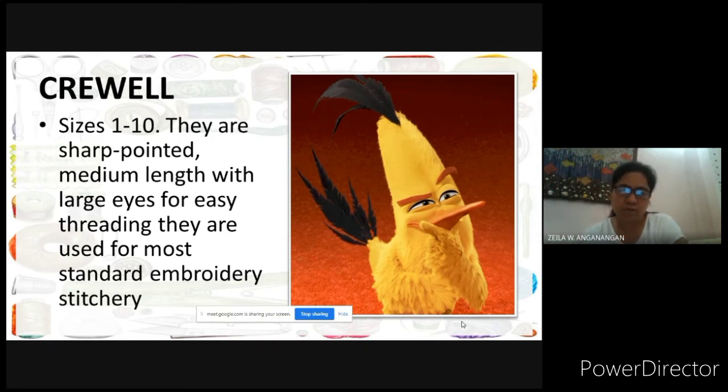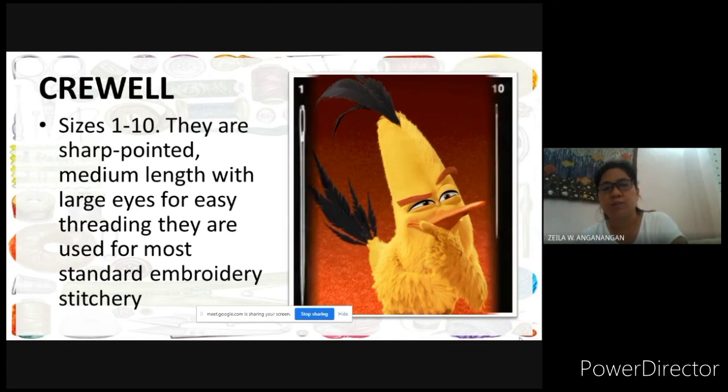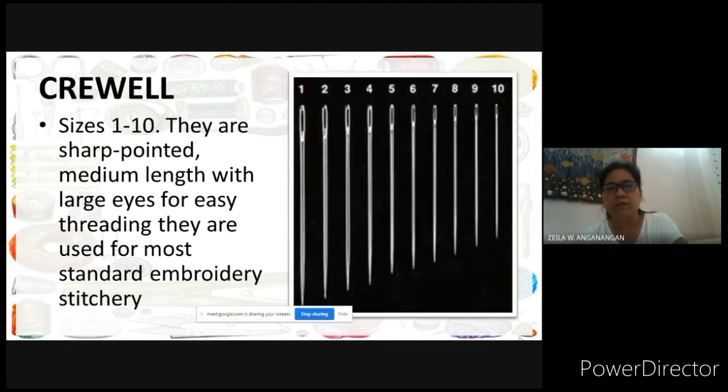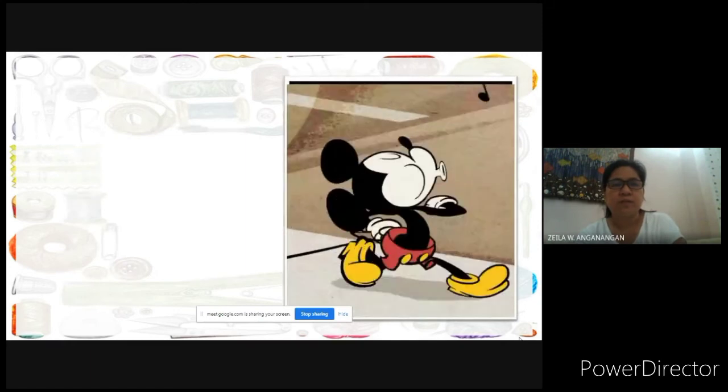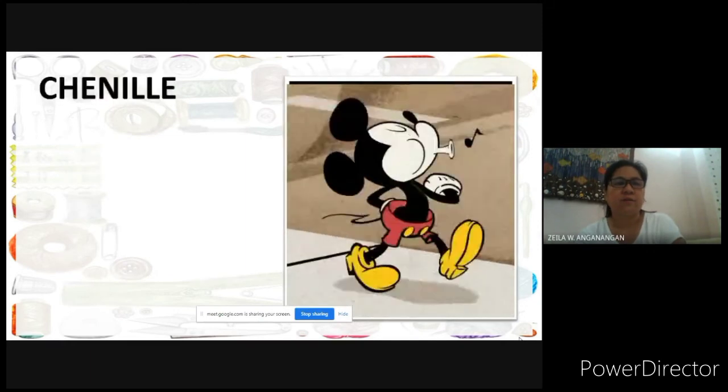Okay, let's have a look at the crewel. See the picture. Okay, so that's it. So it's number 1 to number 10. See the crewel.